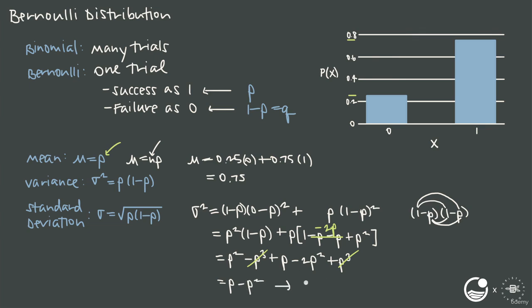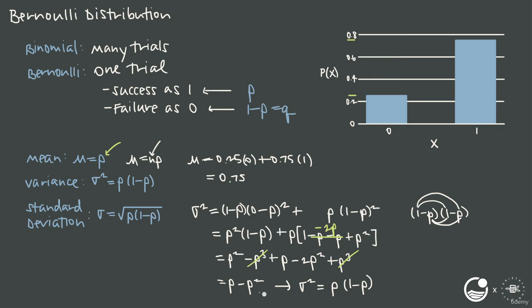Or we can write that as the variance is equal to, when we factor out a p here, we get p times 1 minus p. In other words, we rewrote p minus p squared as p times 1 minus p. And you see here how we build this formula for variance that we already established over here as the variance of a Bernoulli random variable.